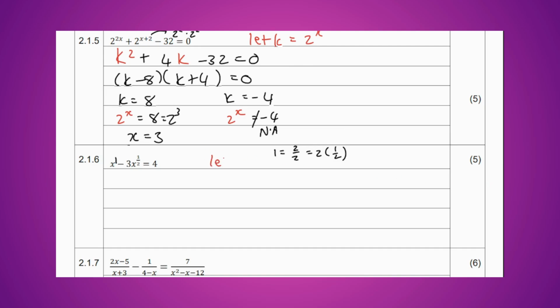So we let K, in this case it's always the smaller one, be x to the power half. So you have x being K squared. Remember to bring the plus 4 over by subtracting 4. Then again, you choose your method. But you should be getting K is 4 or K is negative 1.